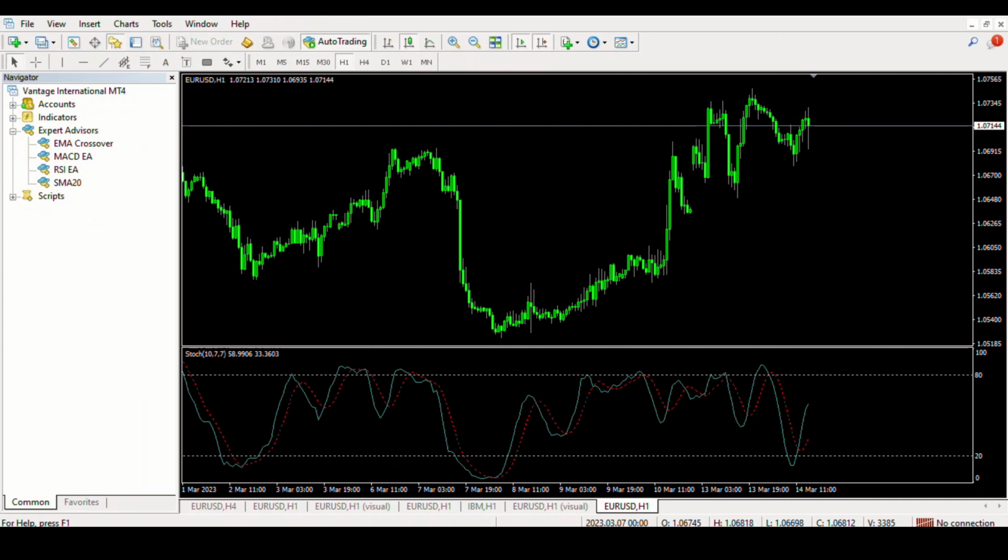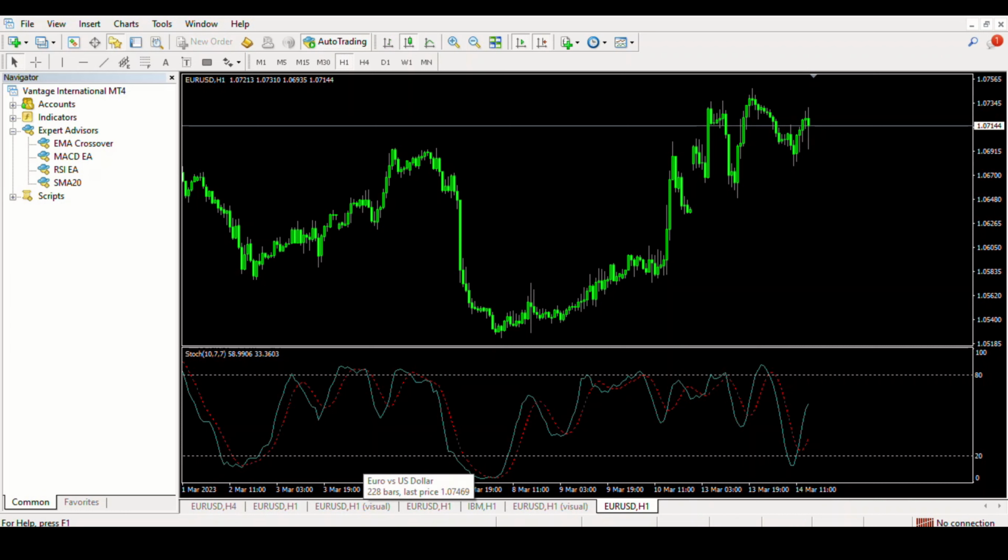Alright, for the Stochastic Oscillator Expert Advisor, we need to do the following. When designing it, we are told that whenever the red dotted line crosses above the blue line at the extreme of 80, then we should be looking to sell. Similarly, if it crosses below at the extreme of below 20, then we buy.